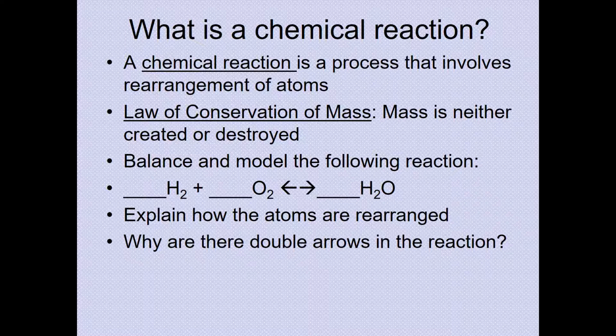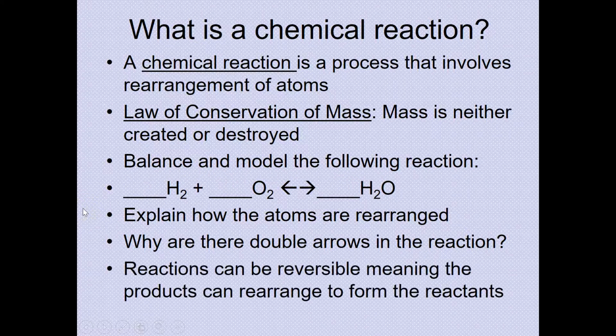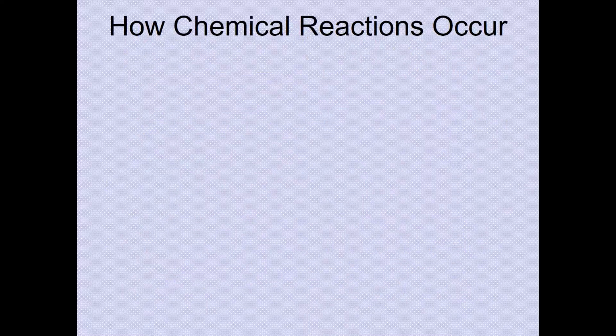Like you see in this reaction, sometimes you have a double arrow. There are double arrows in reactions when those reactions are reversible. It means that they can go one direction, but they can also go in the opposite direction. So while we're used to reading chemical reactions this way, since it has the double arrow, water can also be broken down into oxygen and hydrogen as a chemical reaction. Like I was saying, reactions can be reversible, meaning that the products can rearrange to form the reactants.